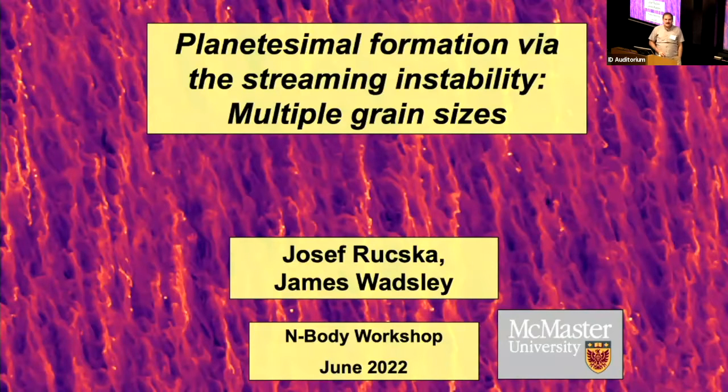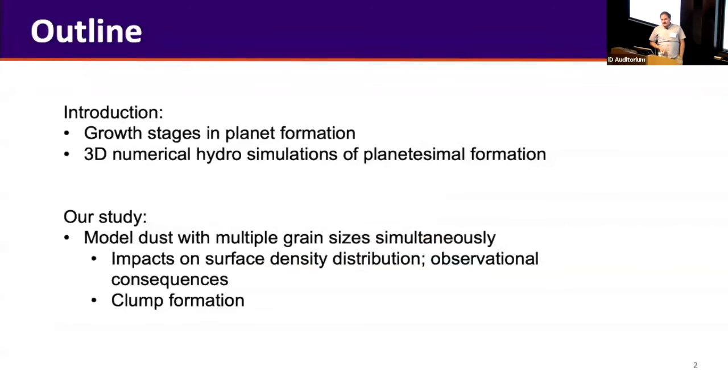I'm a student with James Wadsley's at McMaster. I'm just going to talk about some of my work on planetesimal formation. So I'll start with a brief overview of some of the growth stages in the planet formation process, and I'll introduce the kind of simulations that we run. The bulk of this talk will be focused on a new project that models multiple grain sizes simultaneously, which is something new to these kinds of simulations. And then we're going to look at the impacts this has on the surface density distribution, some observational consequences of that, and what that does to the planetesimal or planet formation process in general.